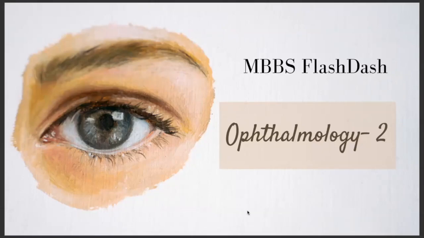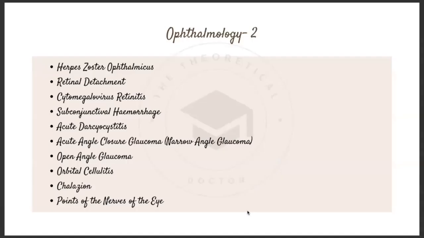So let's get started. In this video, we will be covering Herpes Zoster Ophthalmicus, Retinal Detachment, Cytomegalovirus Retinitis, Subconjunctival Hemorrhage, Acute Dacrocystitis, Acute Angle Closure Glaucoma, also known as Narrow Angle Glaucoma, Open Angle Glaucoma, Orbital Cellulitis, Chalazion or Meibomian Cyst, and also points of the nerves of the eye.